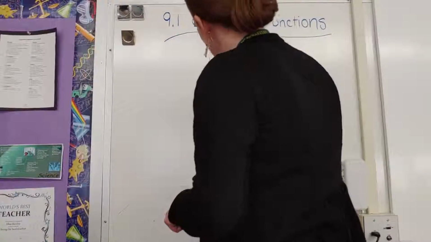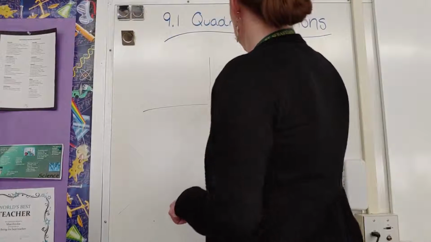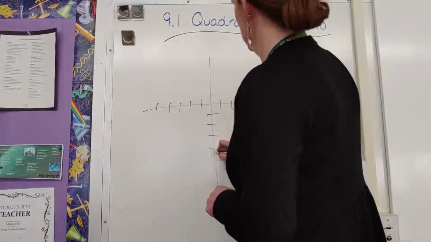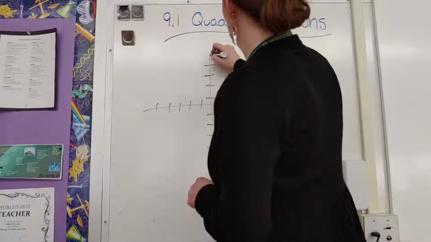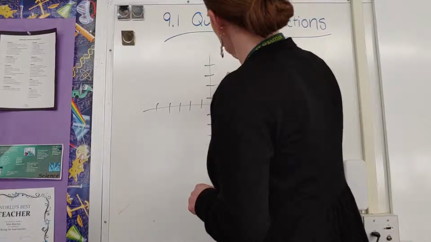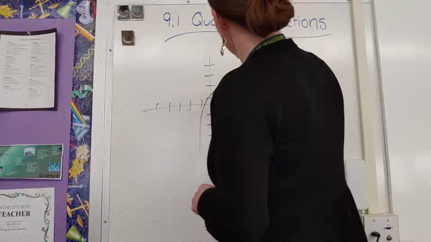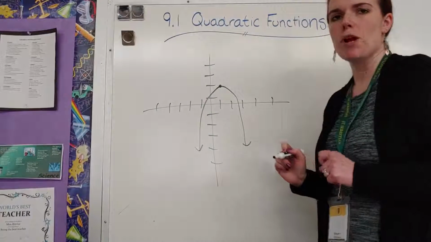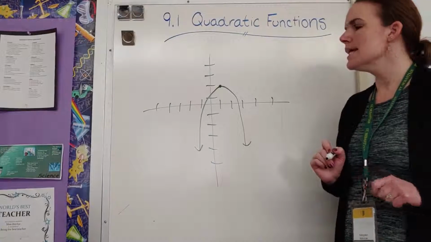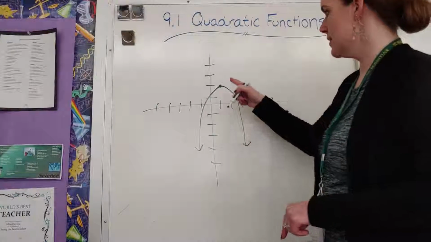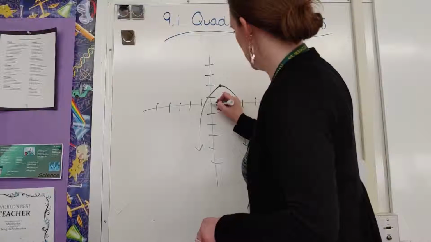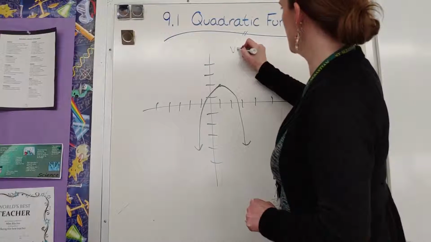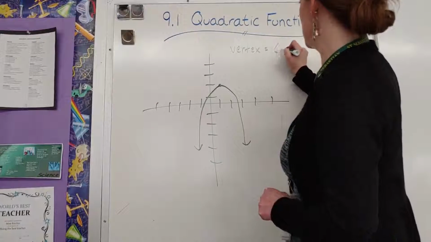So let's say I'll have my vertex right here. It's going to go that way and that way. So there's my very roughly drawn parabola. So in this, my vertex is 1, 2. Over 1, up 2. So vertex is the point 1, 2.